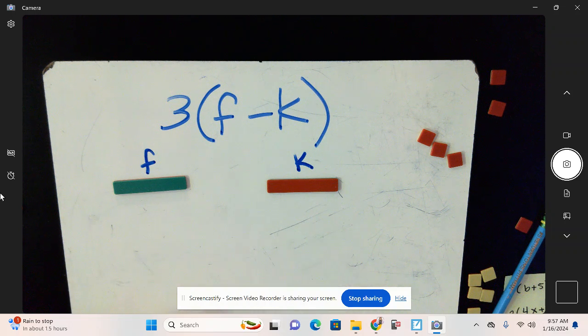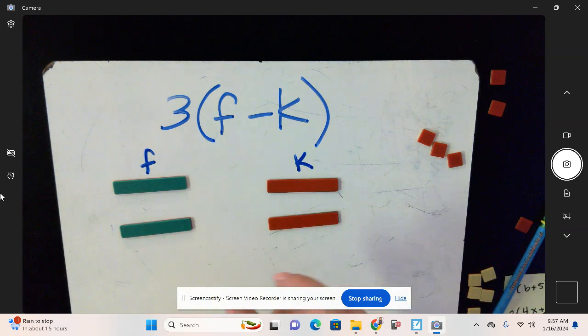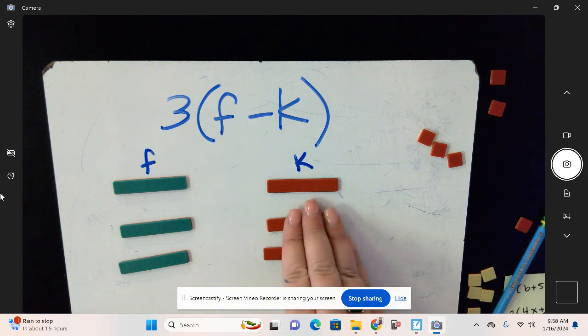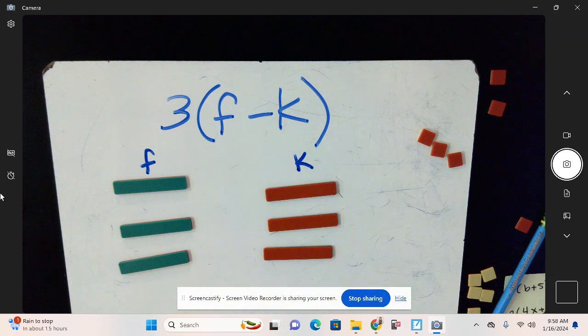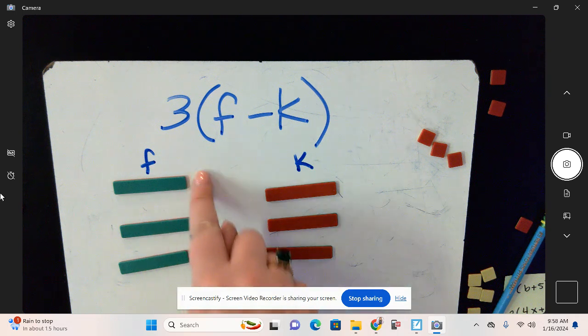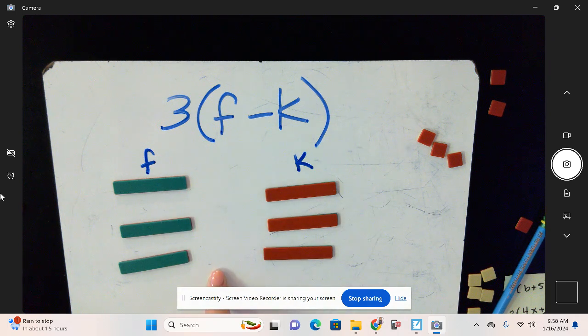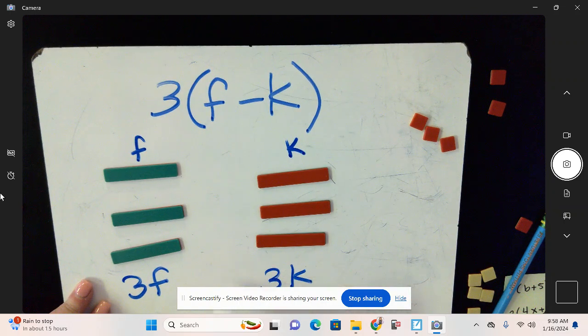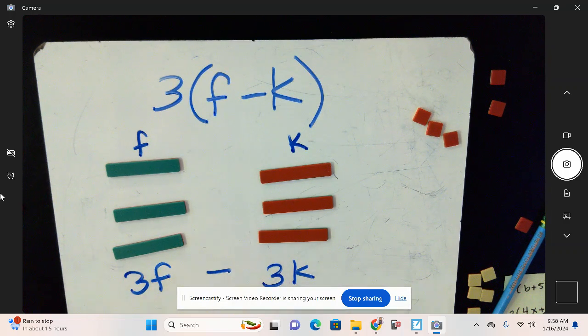All right. How many times are we going to have to do this? 3 times. So what is this going to be? F times 3, which is going to be 3F, right? And how many K's? 3 K's. And we're going to minus them.